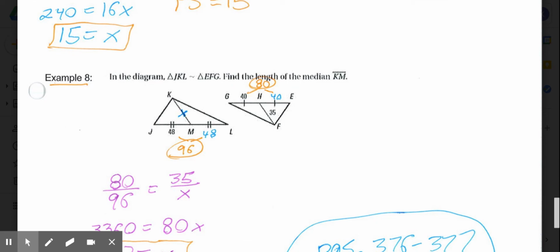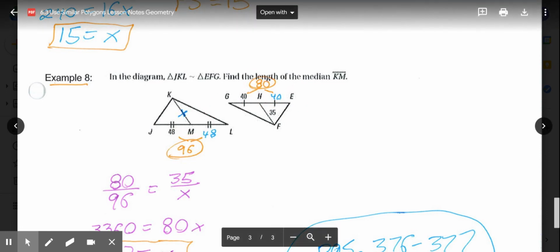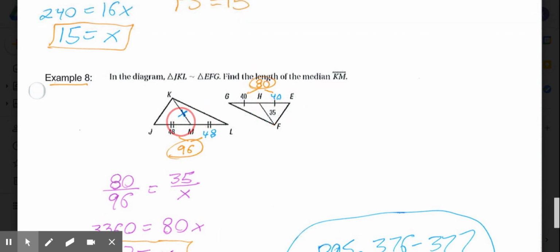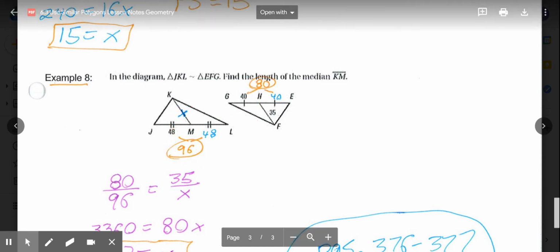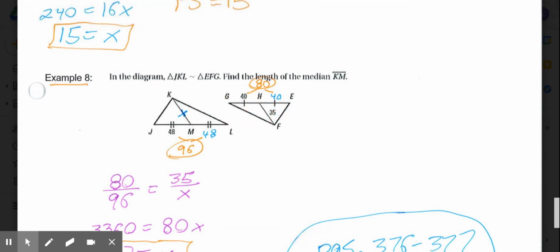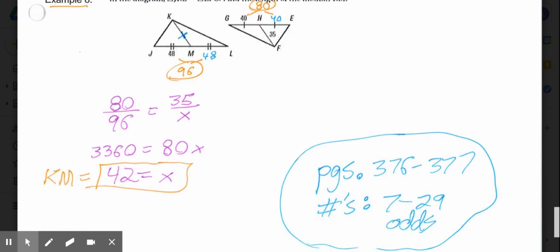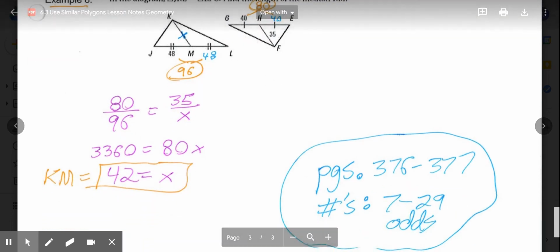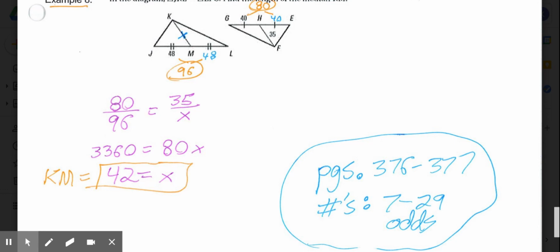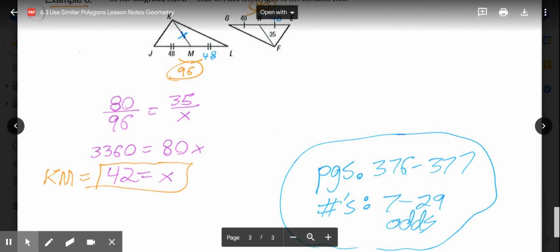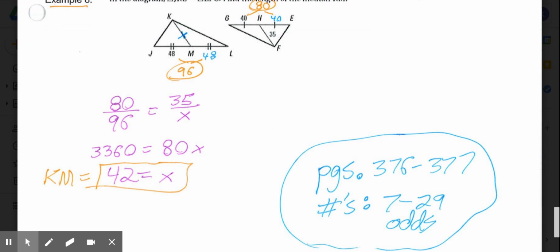So if I'm going to start with the smaller shape on top, it'd be 80 over 96 equals 35 over x. If you would have gone the other way, you could have gone 96 over 80 equals x over 35. End up with the same answer. Now we need to cross multiply and divide. So 96 times 35 equals 80x. So divide by the 80, and x is 42, meaning the median KM is 42 units long.